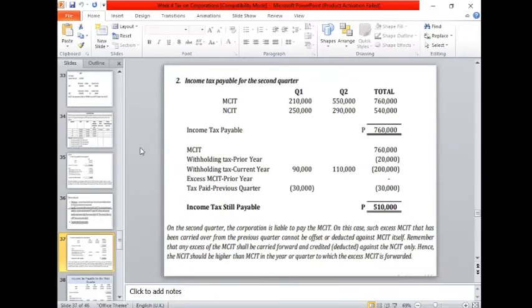And then withholding tax for the current year, of course, for the quarter 1, 90,000. For the quarter 2, 110,000 with a total of 200,000. But the excess minimum corporate income tax prior to the year, of course, there is none because we adopt the minimum corporate income tax. So that's 0. And then the tax paid on the previous quarter, which is the first quarter, which is 30,000, is already paid. So it should be deducted. So that the income tax payable for the second quarter is 510,000.